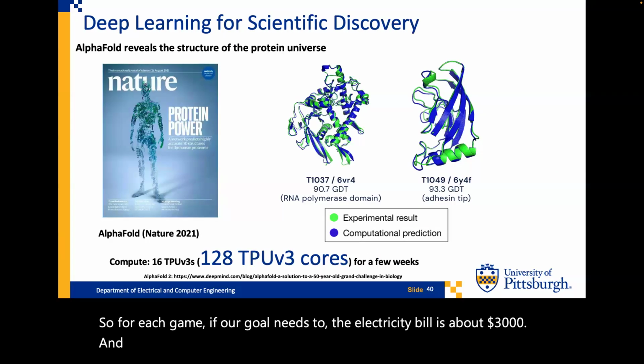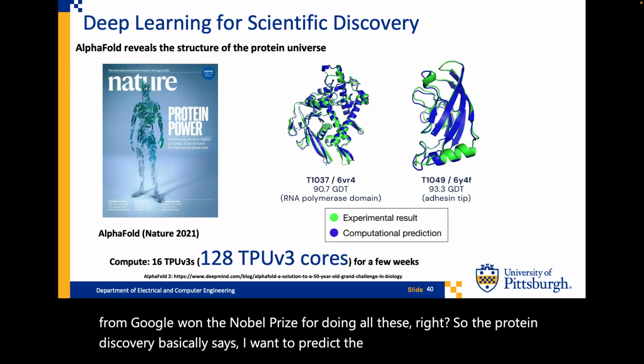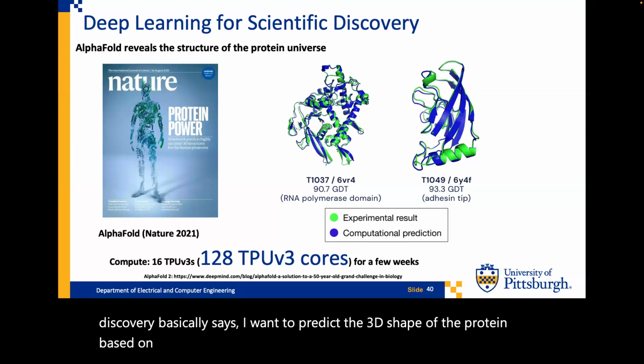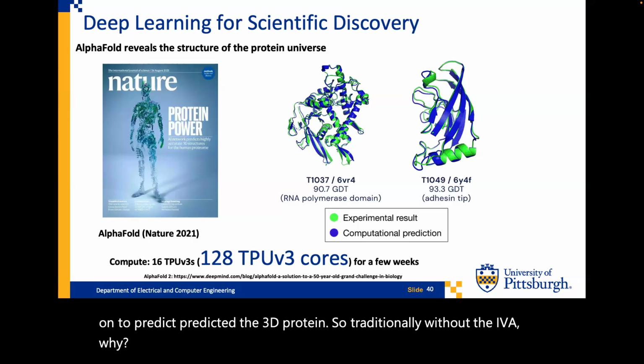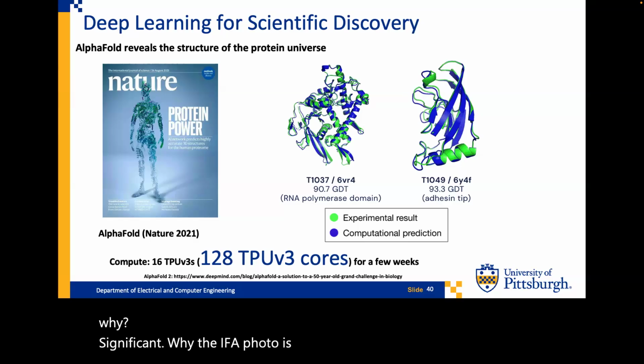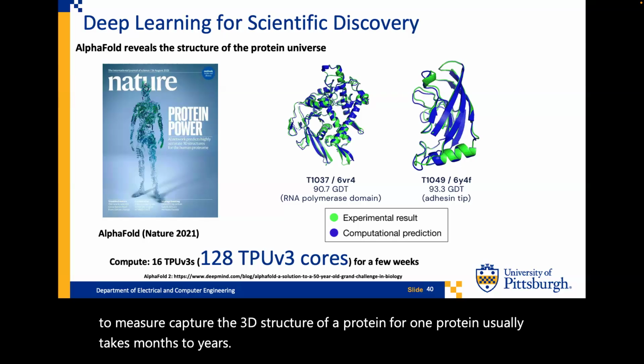And this is protein discovery, where we know the guy from Google won the Nobel Prize for doing all this, right? Protein discovery basically says I want to predict the 3D shape of the protein based on a 1D amino acid structure. I give you just the 1D amino acid structure, and I want to predict the 3D protein. Why is AlphaFold significant? Because traditionally, capturing the 3D structure of one protein usually takes months to years.